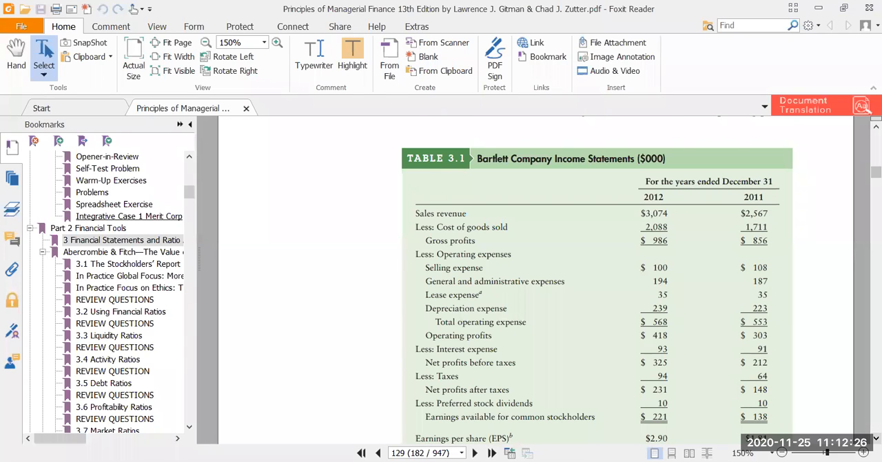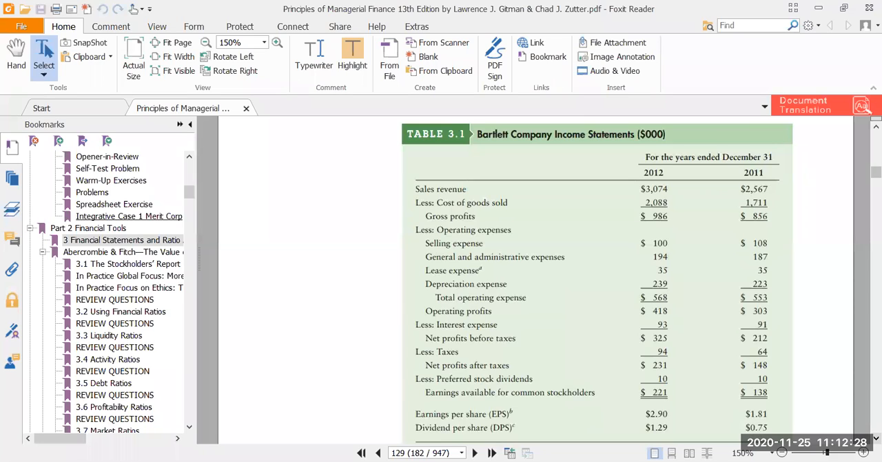If you can see the table 3-1, this is the Barclay Company income statement. All the figures which are given below are in thousands of dollars.